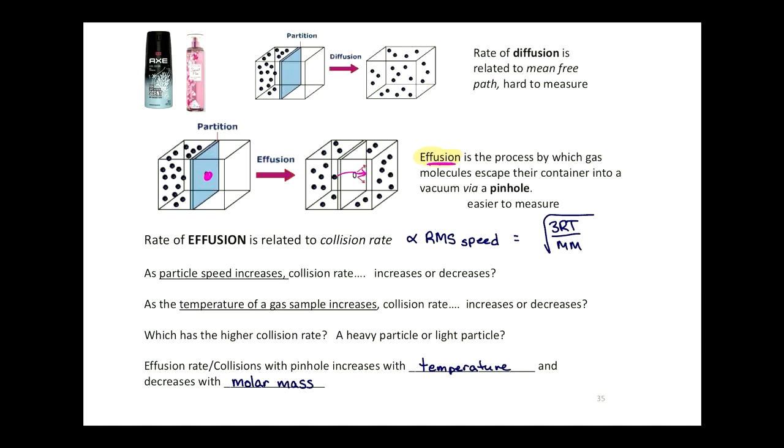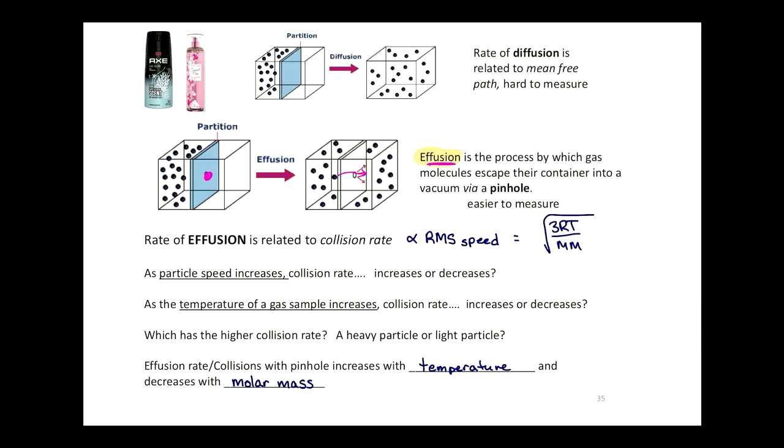And so what we see here is as collision rates of our sample increase, we'll see our effusion rate also increase. So we already talked about collision rate is related to your root mean square speed of your sample. If your sample is moving faster, then it's colliding with the walls of the container more. If it's colliding with the walls more, it's going to effuse faster, or it's going to move to the other side of the container faster as well. So that's the strategy you want to think about here.